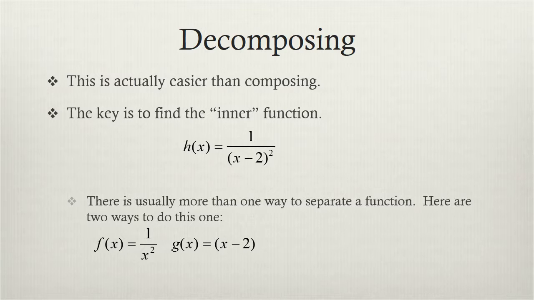So when we stick x minus 2 in place of x, we get 1 over (x minus 2) squared. Another way of doing it is saying that our outer function is 1 over x, and our inner function is (x minus 2) squared. So when we put (x minus 2) squared in place of x, again, we end up with 1 over (x minus 2) squared. There are probably some other ways that you could do this. These would be probably the two easiest.